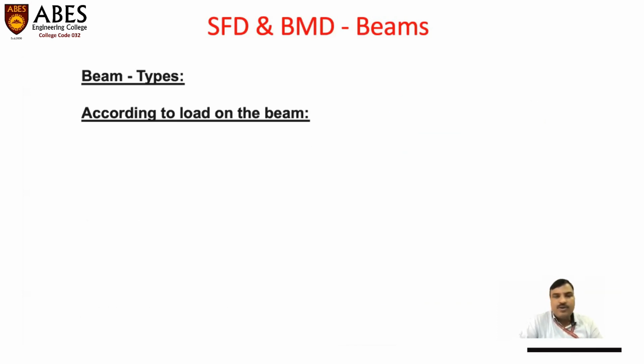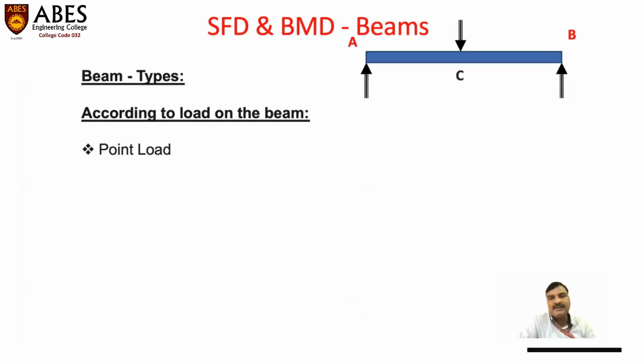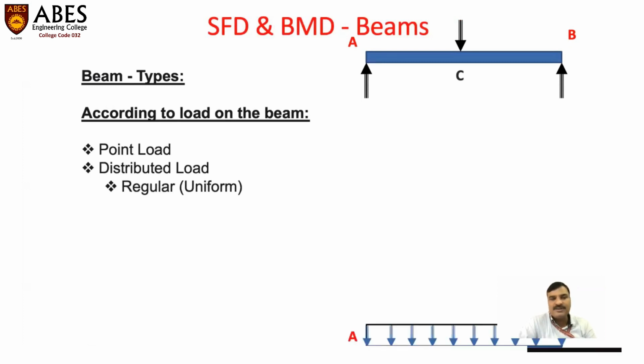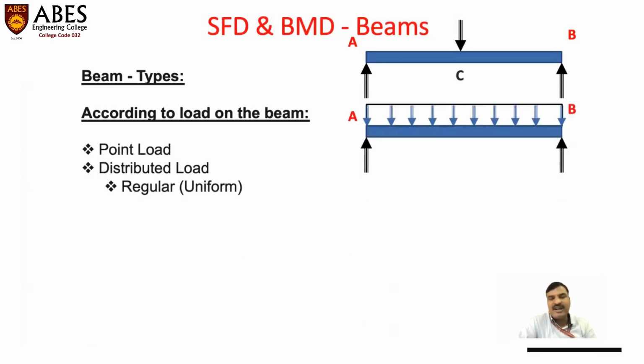So according to load on the beam, we can classify beams according to load also. Point load: in this, a concentrated load is acting at a point. Example is something like this: a simply supported beam, point load is acting at C. And we can have distributed load. This distributed load can be of two types. In fact, can be of three types.